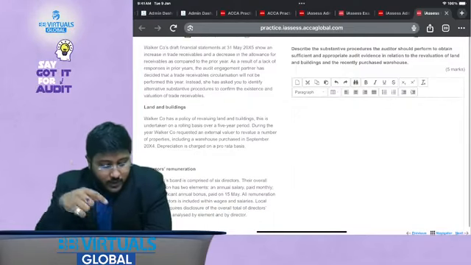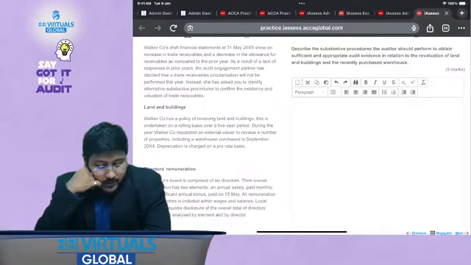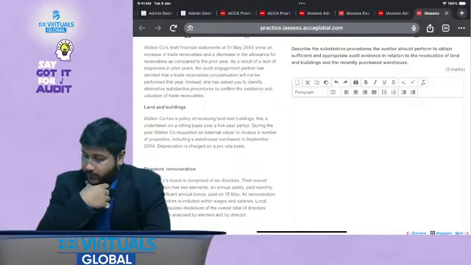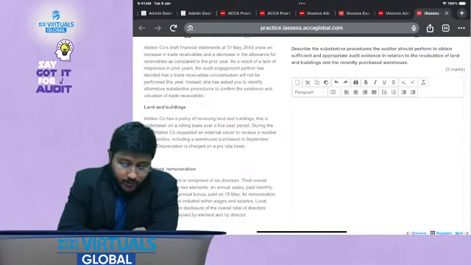Now, land and buildings. Walker Company has a policy of revaluing land and buildings that is undertaken on a rolling basis over a 5-year period. During the year, Walker Company requested an external reviewer to revalue a number of properties, including the warehouse purchased in September 2024. Depreciation is charged on a pro rata basis.